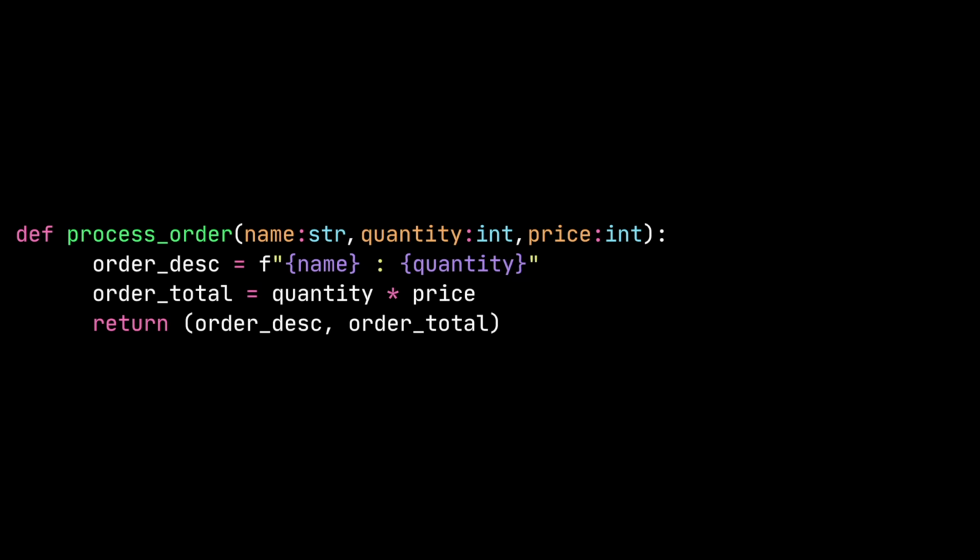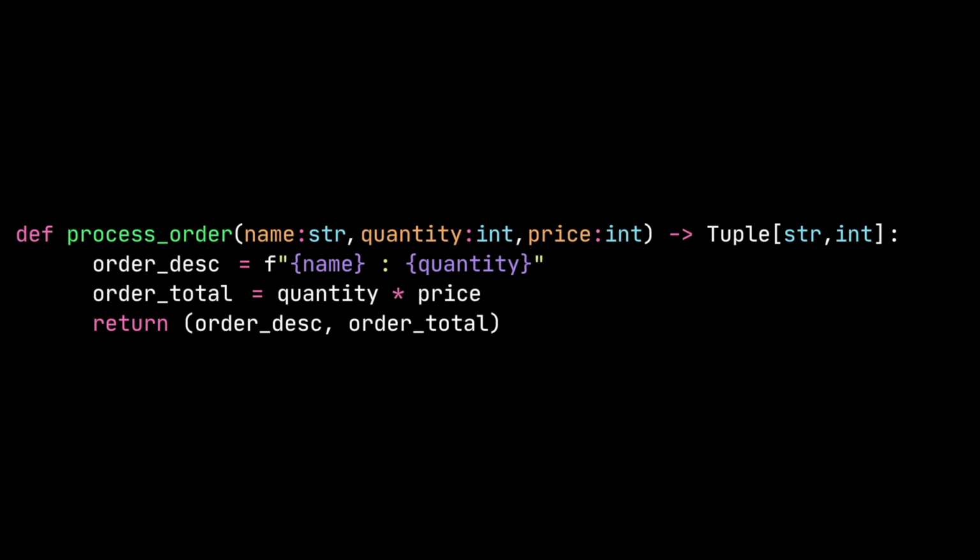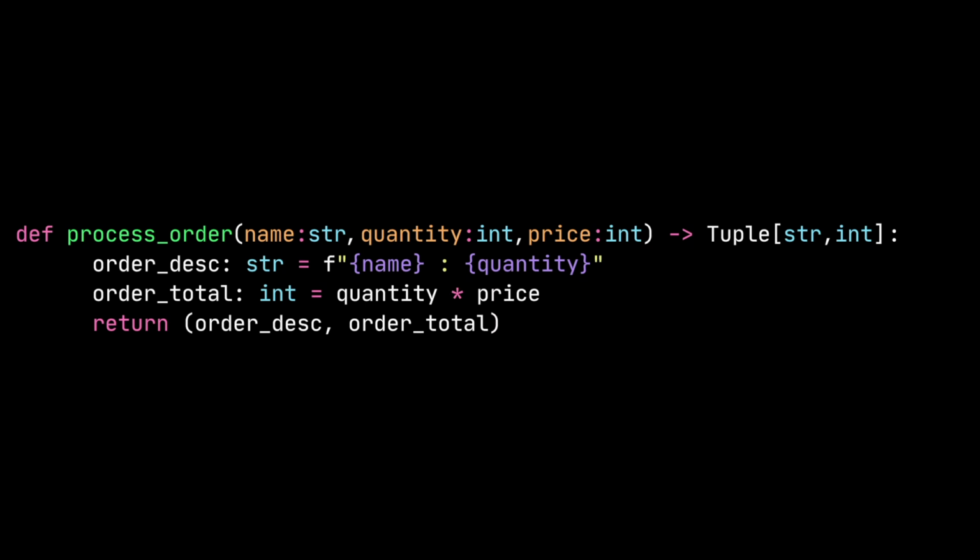We can also indicate what we expect the function to return by adding an arrow after the function parameters, followed by the type of the data we are returning. In this case, we're indicating that we expect this function to return a tuple containing a string and an integer. We could also add type hints for individual variables within the function. To do this, we add a colon after the variable name, followed by the type of the variable.